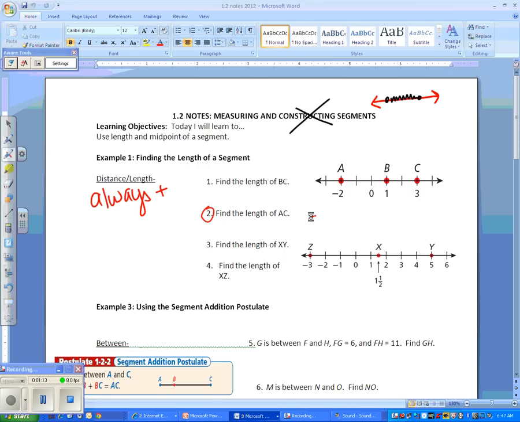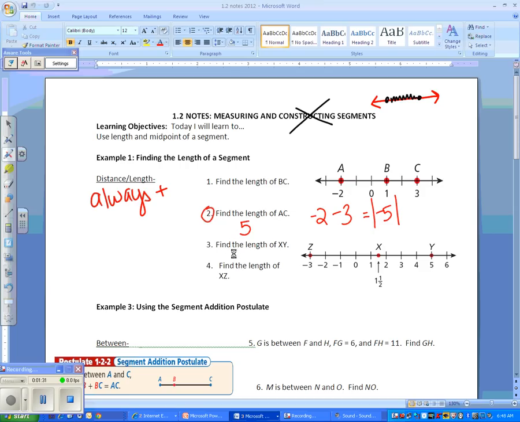Well, A is at -2 and C was at 3. You're going to have to subtract these two things, and then you're going to get -5. But probably you guys are remembering, well, wait a second, it has to be positive. That's because you need to take the absolute value. And so the answer for number 2 is really going to be +5.